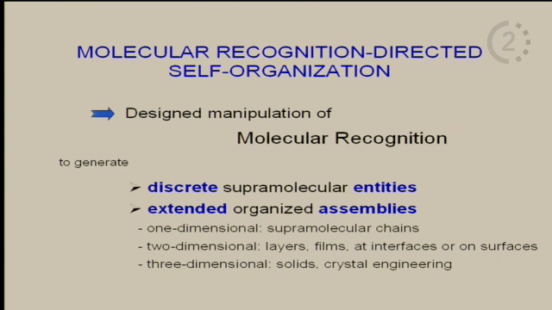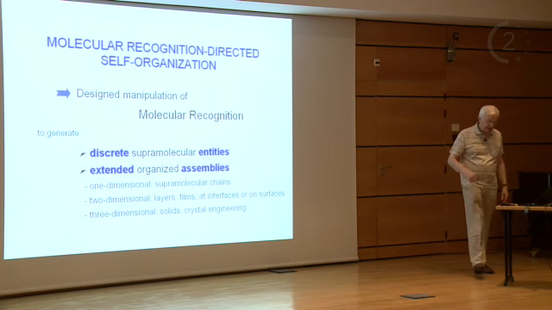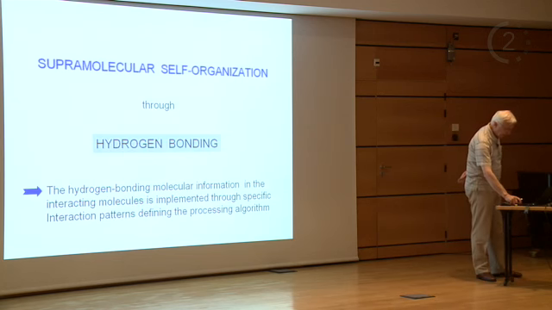Then you have also extended assemblies. These extended assemblies are not defined usually in terms of size, or not well defined. Like supramolecular chains, we will come to that for polymers. Two-dimensional layers, films, and so on. A film has no size. I mean, it depends on how big you want to make it. And three-dimensional solids, crystal engineering, these are three-dimensional objects which are extended assemblies.